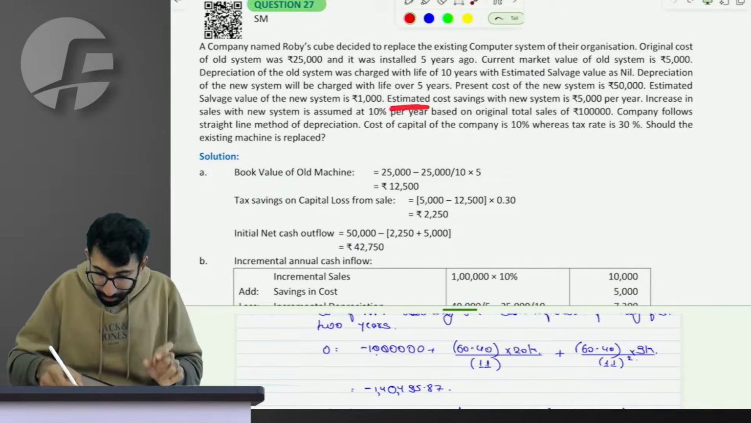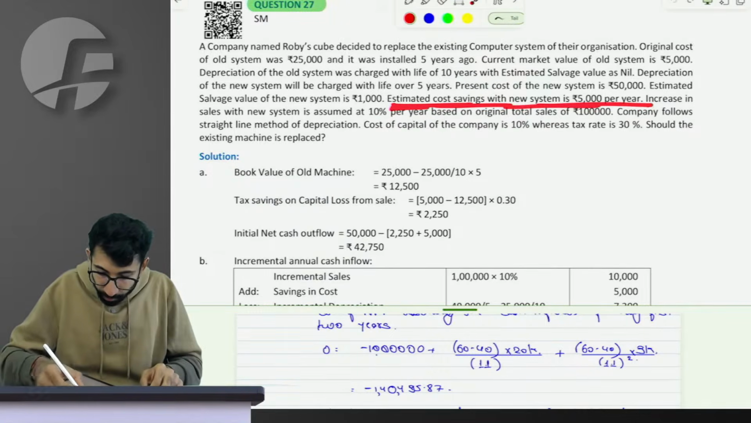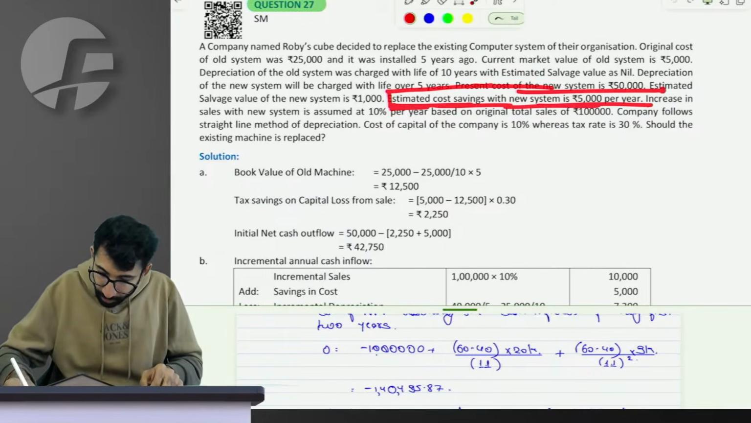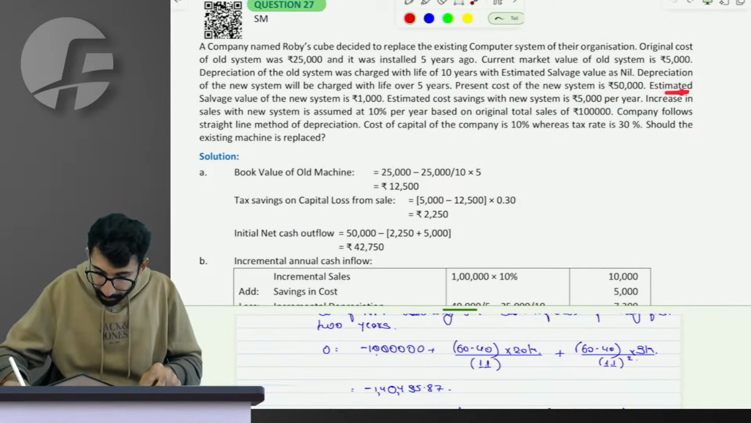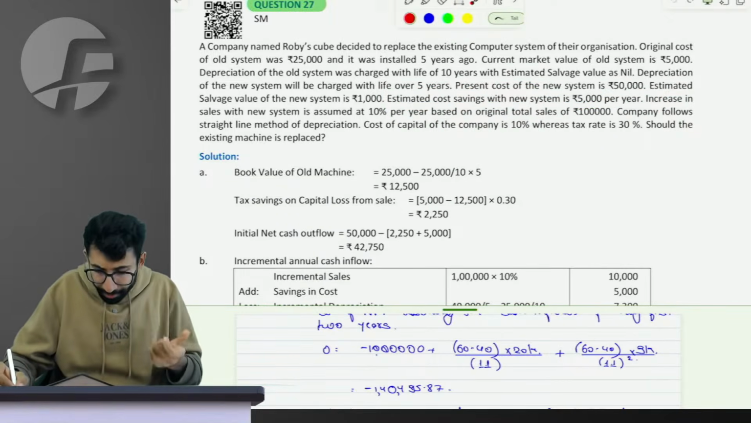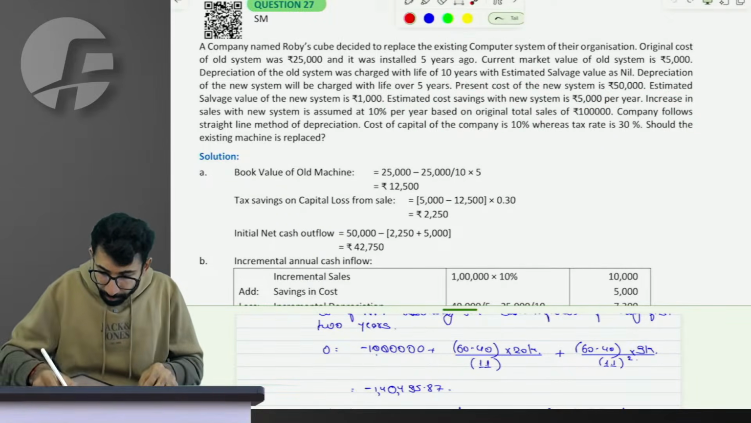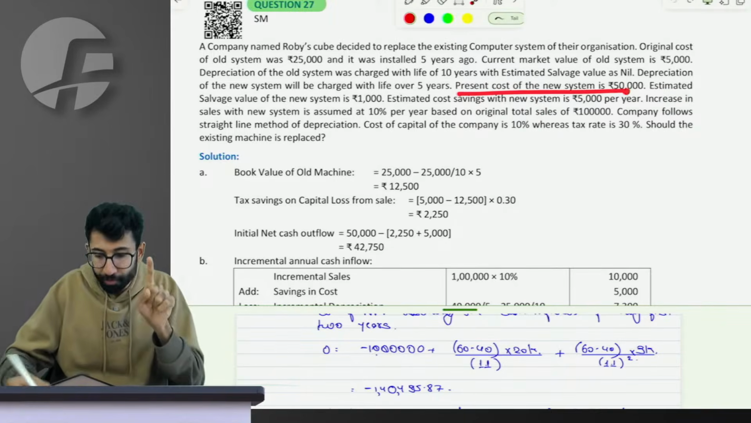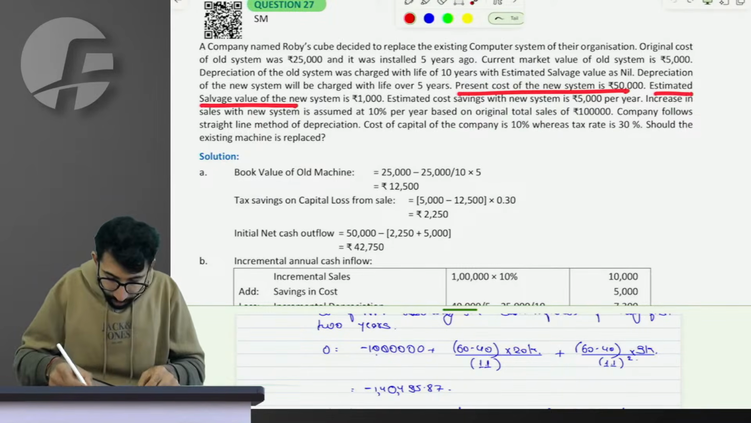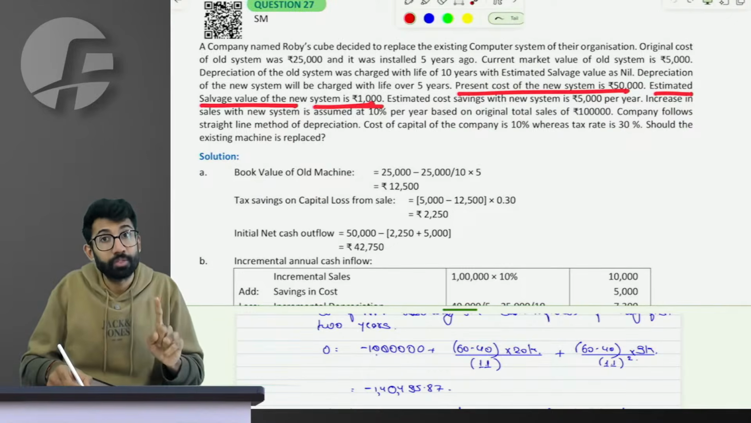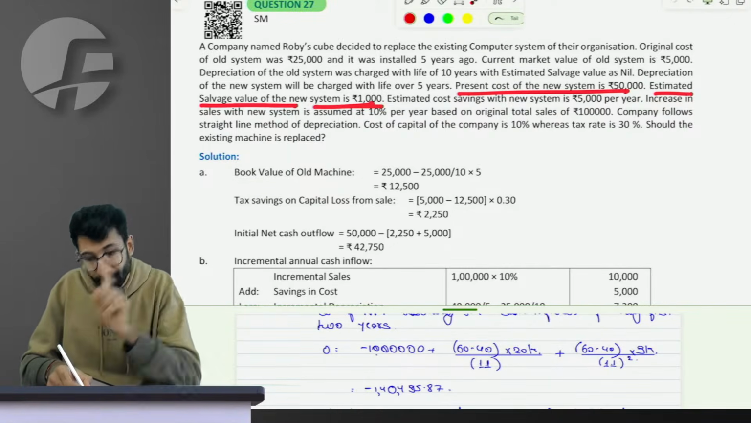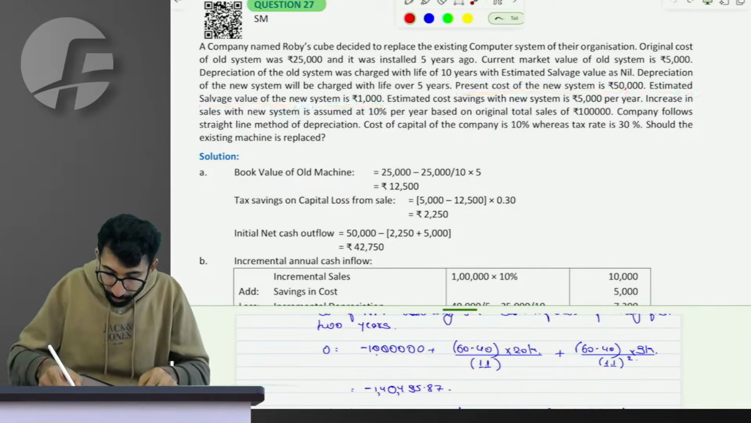One line we missed: estimated cost saving of the new system will be 5,000 per year. I'm really sorry, I missed reading a line, so I'll read that again. The present cost of the new system that we bought was 50,000. Estimated salvage value of the new system will be 1,000. The new system that you purchased for 50,000 will have a 1,000 value.